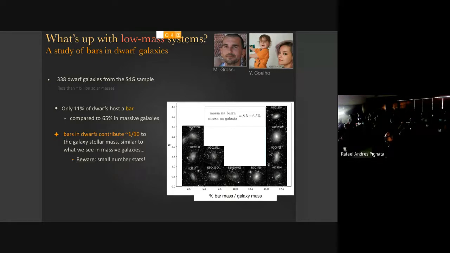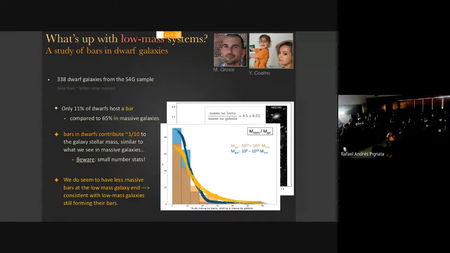So perhaps it was some fundamental physics. We got really excited until we saw, I mean, these are small number statistics. There are just 10, 11, something like that, galaxies. And when we actually concentrate on more massive galaxies and look at how much mass is contained in their bars, you're just making the cut between 10 to the 10, 10 to the 11 solar masses and comparing to 10 to the 9 to 10 to the 10.